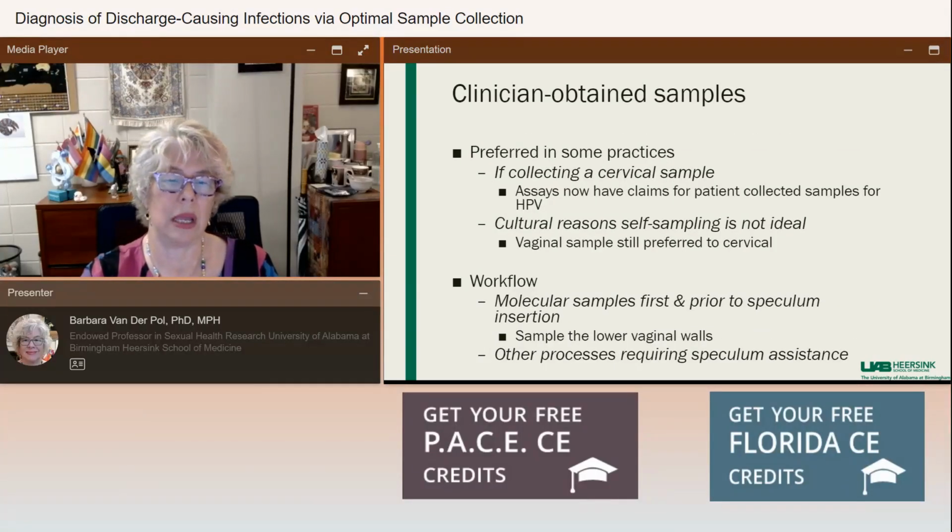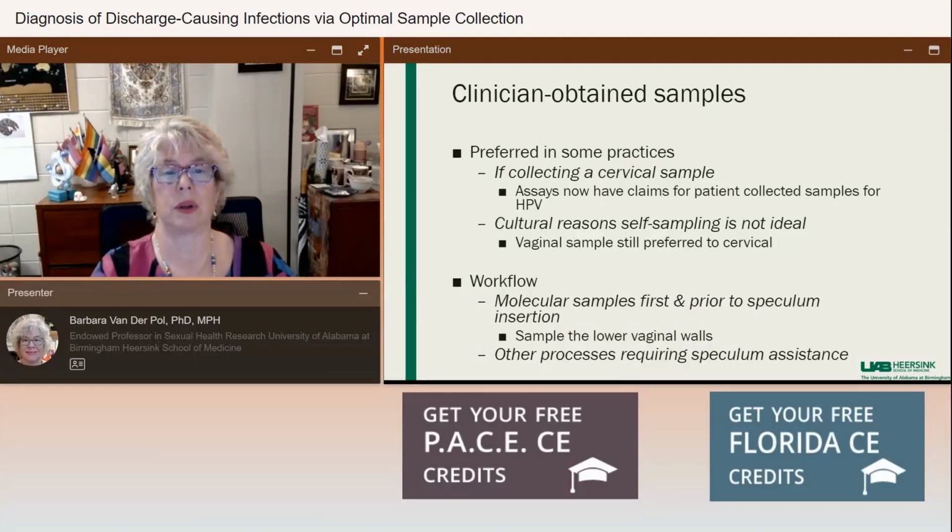And when you're taking these samples, if you are using the clinician-obtained process, because this is preferred in some samples, if you want to collect a cervical sample because you're doing it for something else, you can, of course. But for STIs, and now even for HPV, everybody has claims for vaginal swabs. And since they work better, restrict cervical sample collection to only those things that need to be collected from the cervix.